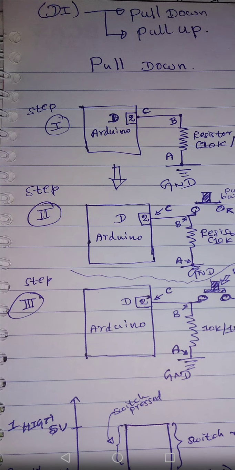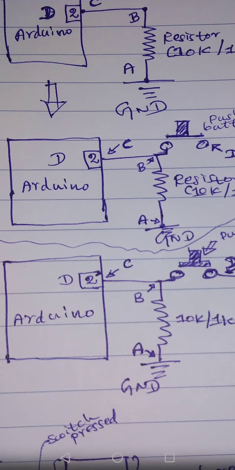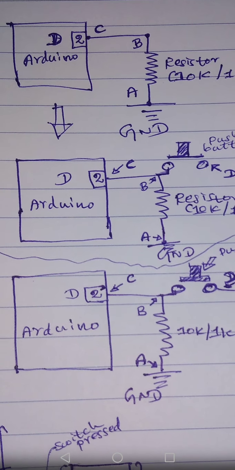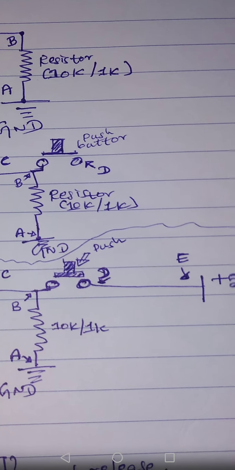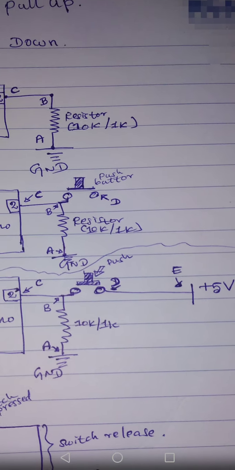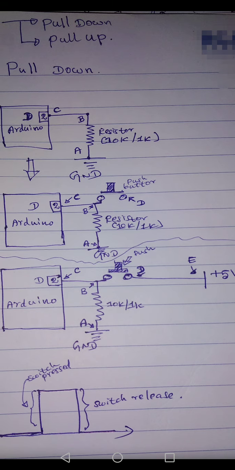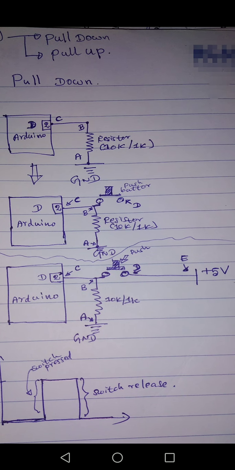Look at the third picture. Now it looks the same as the picture in step 2, the second picture. And what we do is, the D point of the push button we are bringing to +5. We are connecting it to +5, and I mentioned this point as E, so that I can easily explain. Now look at the full third picture. You can see everything is completed.